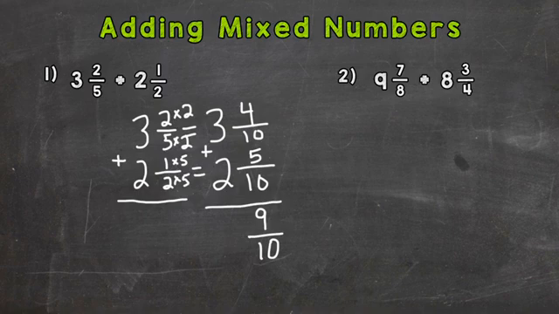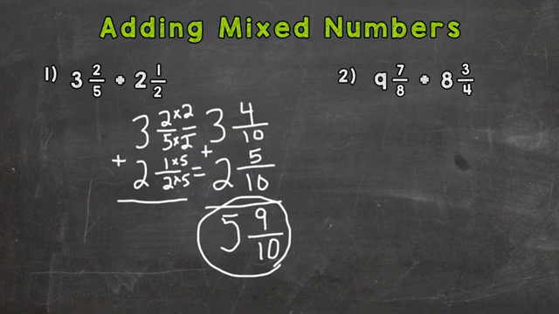Now we need to do the whole numbers. 3 plus 2 is 5. Now you always check to see if the fractional part can be simplified. And in this case, it cannot. So our final answer is 5 9/10. So let's jump into number 2 here.